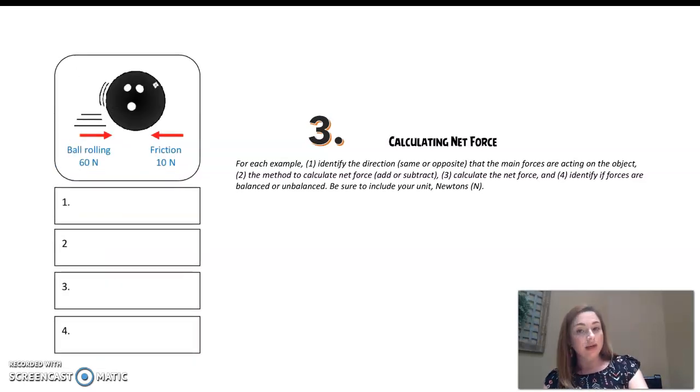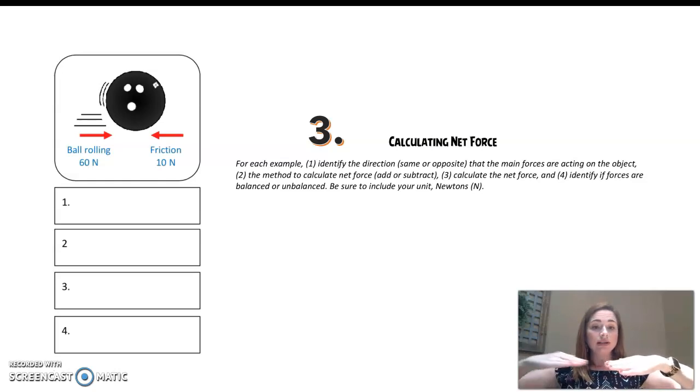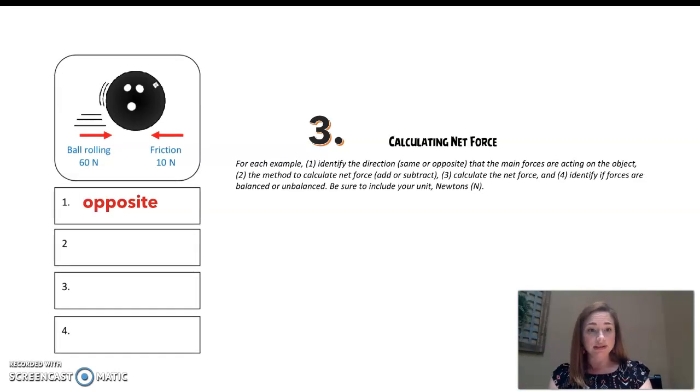Okay, number 3, the bowling ball. So take a moment and I want you to think about, are you starting to figure out how to do these? Well, as I look at them, I have an arrow going to the right and an arrow going to the left. Are they going in the same direction? No. So they're opposite forces. Well, if they're opposite, then I know mathematically I'm always going to subtract.